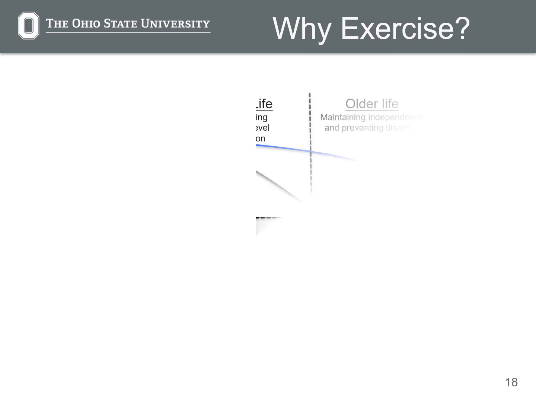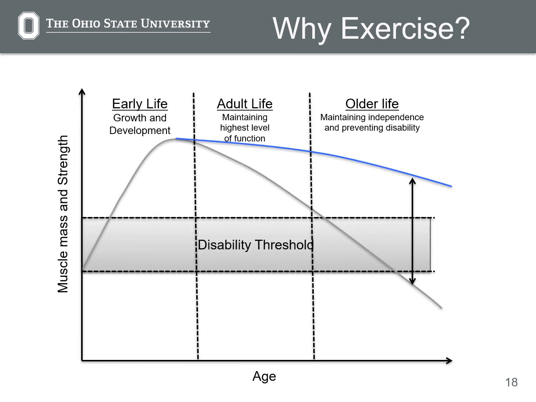So why exercise, right? This is going to be the graph that I would ingrain in the way that you think about prescription and the way that you think about the clients that you're working with. So we've got early life, growth and development. We've got our muscle mass and strength on our y-axis. We're going to see an exponential growth in that over our early life.